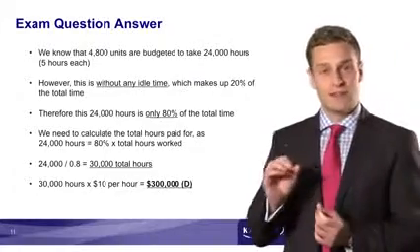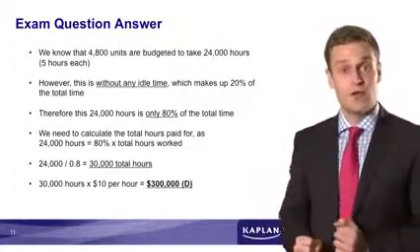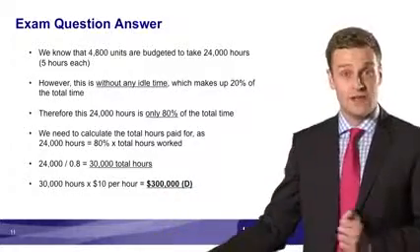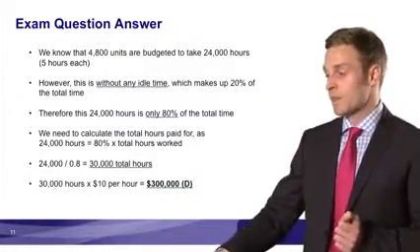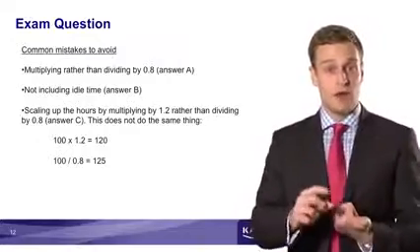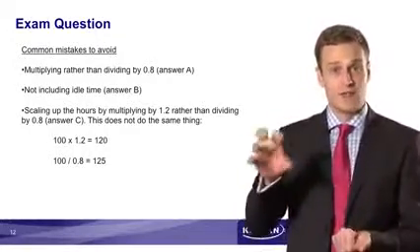Now, a lot of students didn't get answer D for a variety of reasons. We'll look at some of those reasons now. So, common mistakes that you need to avoid if you see a similar question in the future. A lot of students multiplied rather than divided by 0.8, which would give you answer A.